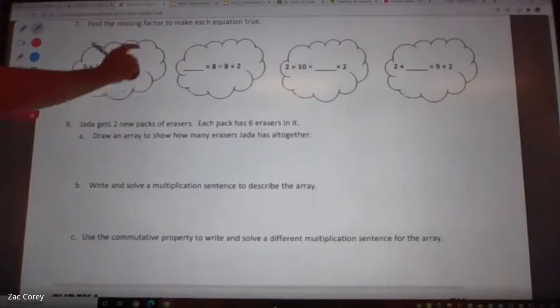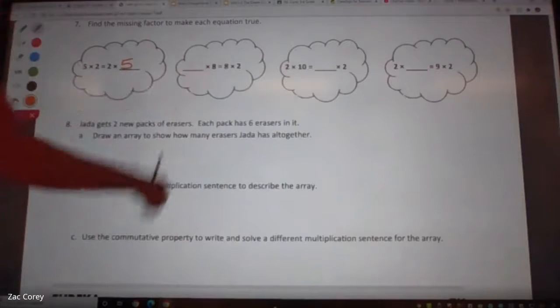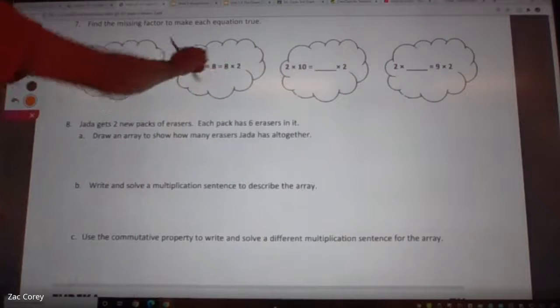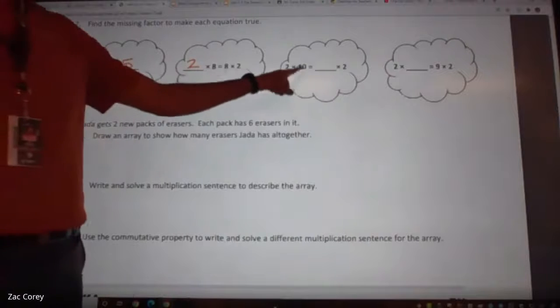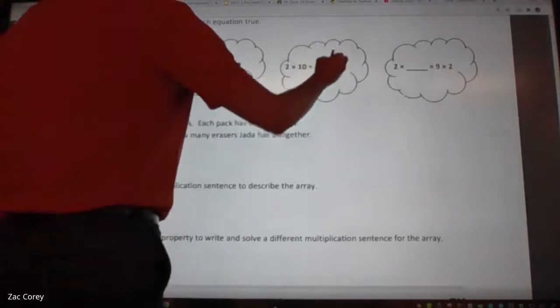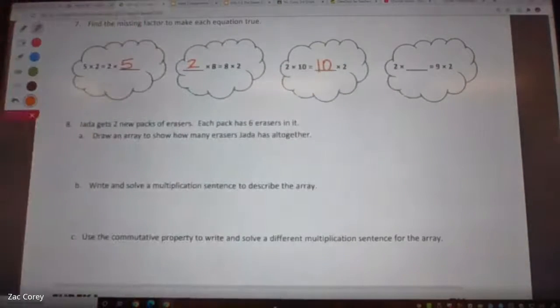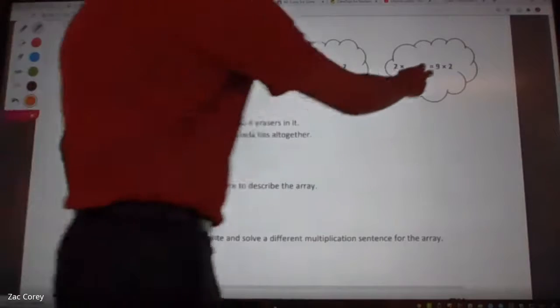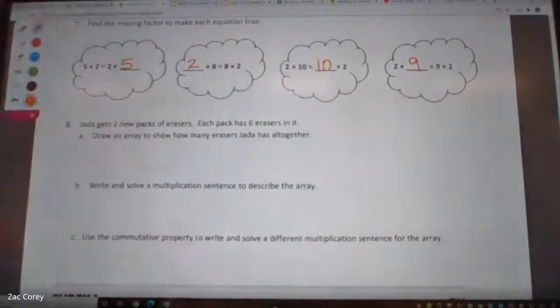Okay, next one. Blank times 8 is the same thing as 8 times 2. What do they equal? Well, we just flip this one around and make it 2 times 8. 2 times 10 equals blank times 2. Same thing, flip it, 10. Try this one on your own. 2 times blank equals 9 times 2. What could that be? If you said just flip this one and make it 2 times 9, you are correct.